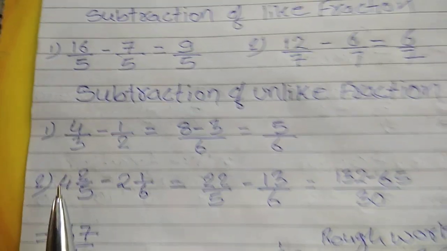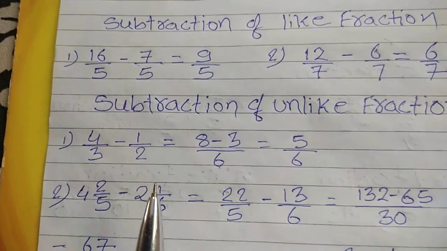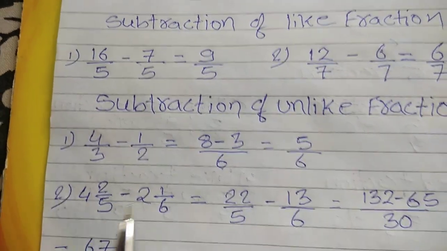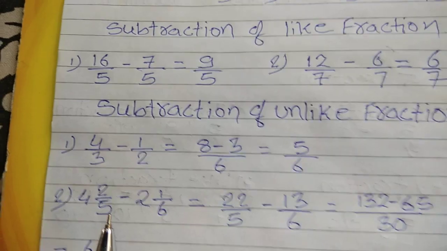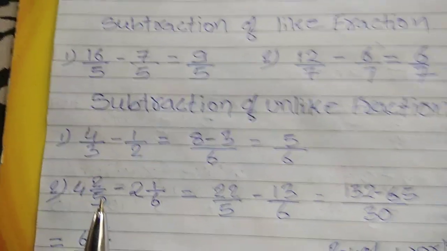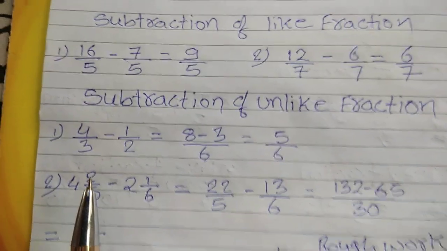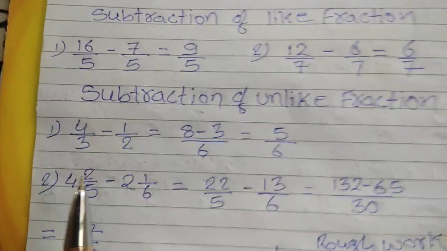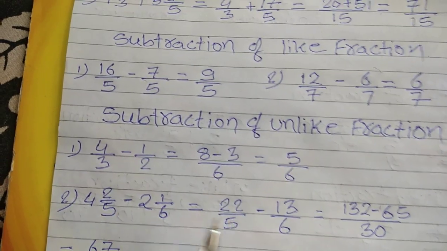Here is one more example. I have taken here a mixed fraction, 4 2 upon 5 minus 2 1 upon 6. Again this is a mixed fraction. So we have to convert it into a fraction first. How to convert? This denominator is multiplied with this whole number. When you multiply this denominator 5 by the whole number 4, you will get 20. This 20 is added to this numerator, that is 2. 20 plus 2 is 22. I write 22, and this 5 as it is.